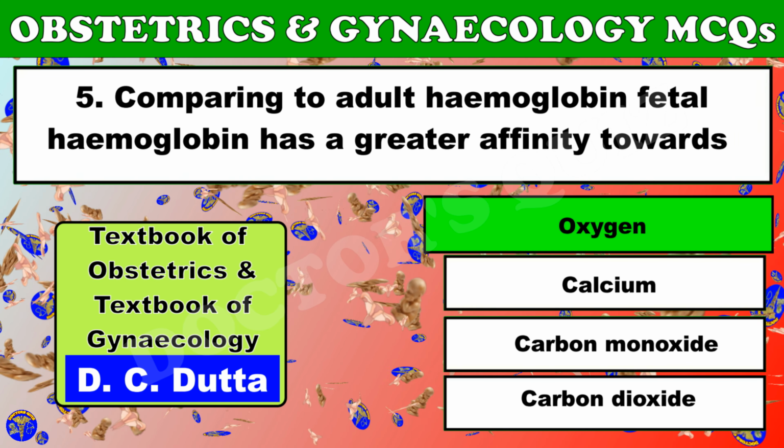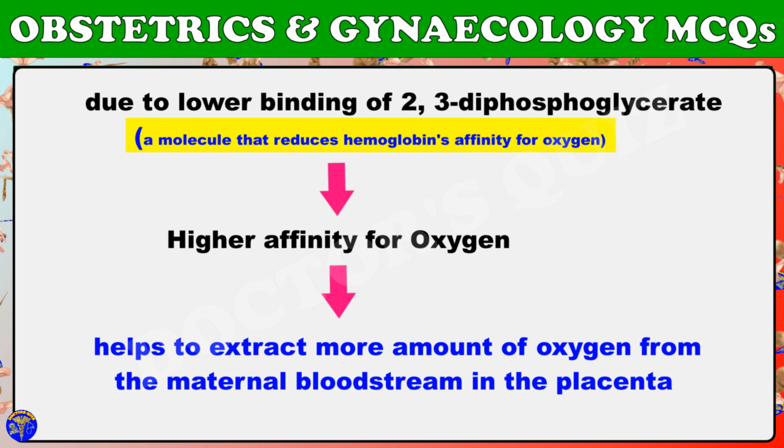Right answer is oxygen, which happens due to lower binding of 2,3-diphosphoglycerate. 2,3-diphosphoglycerate is a molecule that reduces the affinity for oxygen in hemoglobin. Hence, its binding is less in fetal hemoglobin, which in turn increases the affinity for oxygen in the fetal hemoglobin. Subsequently, it helps to extract more oxygen from the maternal bloodstream in the placenta. And remember, this process is very essential for the fetus for further development.